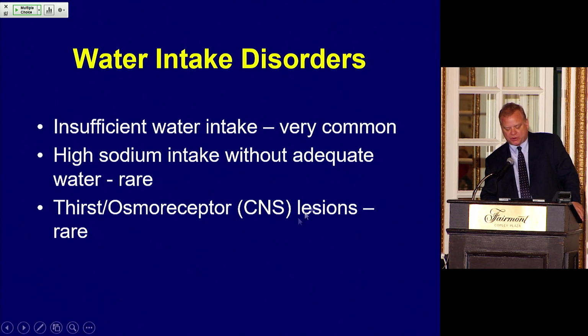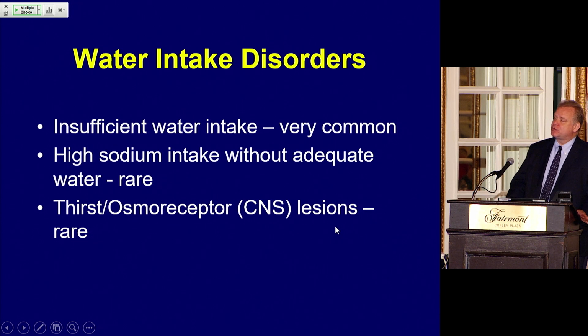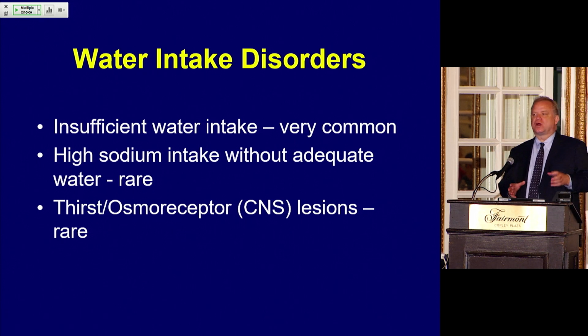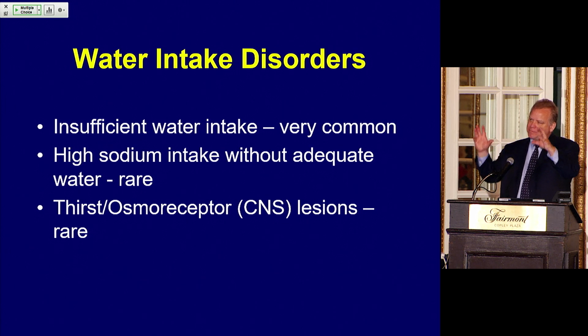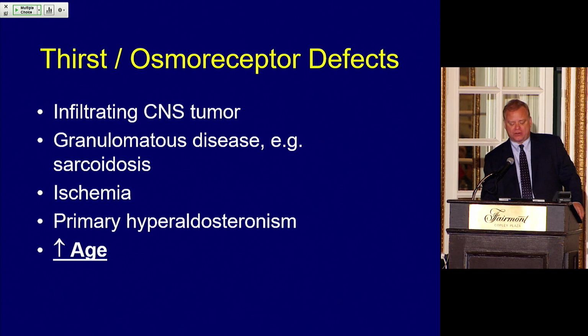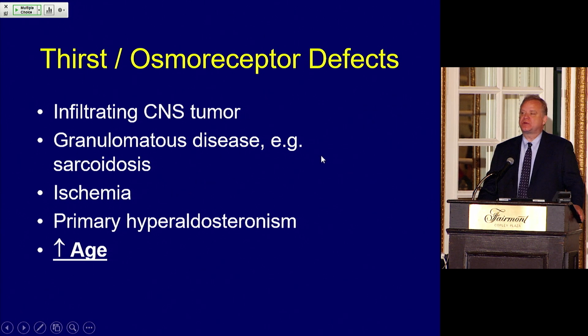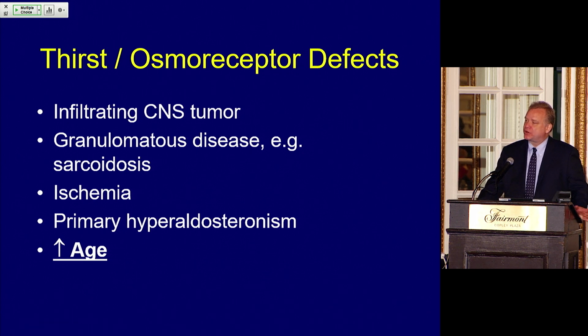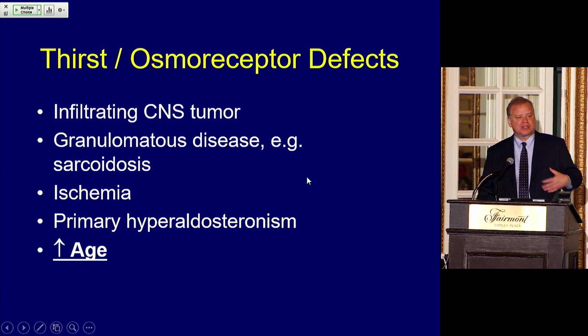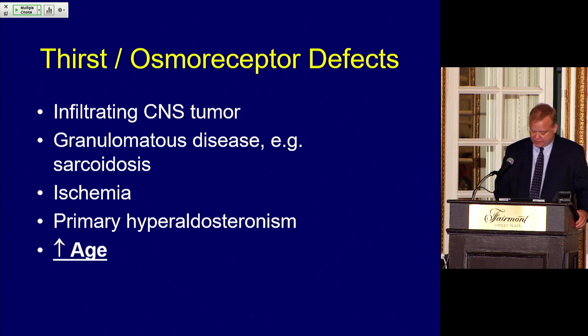Thirst or osmoreceptor lesions are a relatively rare cause of hypernatremia, but they do occur. Part of the issue is that there's a redundancy of these osmoreceptor neuron networks, so you really have to hit many of them to cause a defect. They can occur, though, for example, with infiltrating CNS tumors, granulomatous disease. We had a case a few years ago at the Brigham from sarcoidosis. Ischemia or a stroke, primary hyperaldosteronism can do it. And with advancing age, the osmoreceptor neurons lose some degree of function.